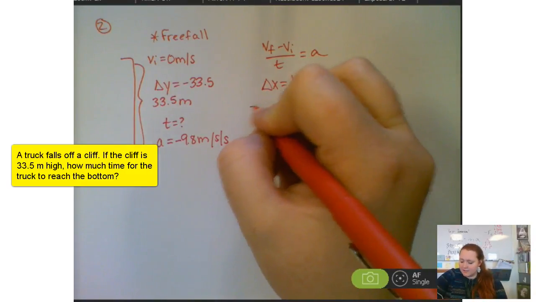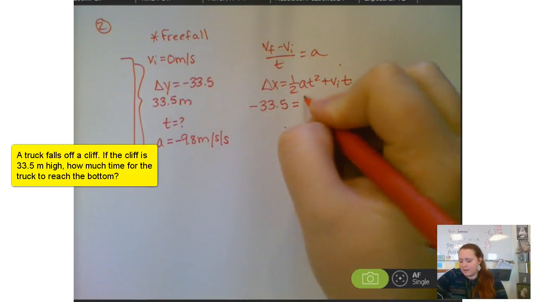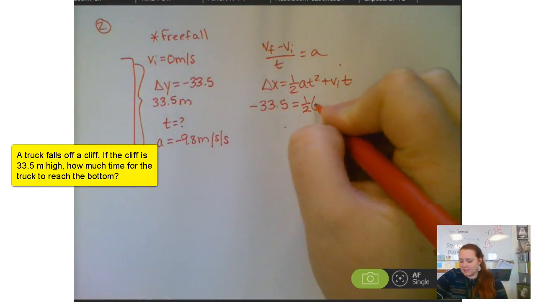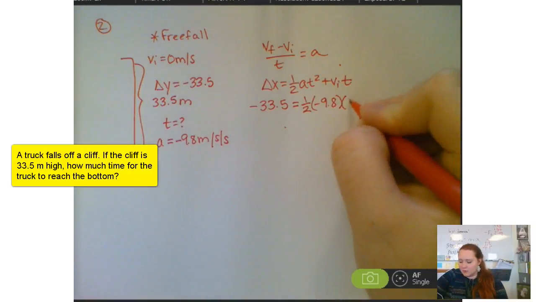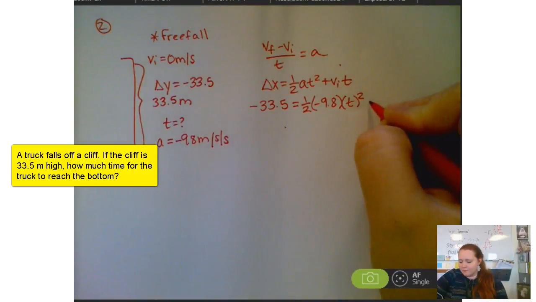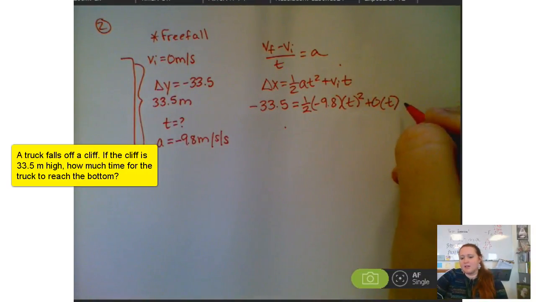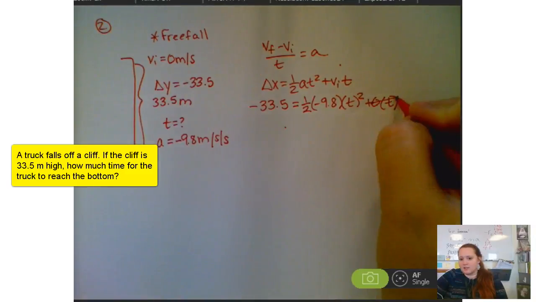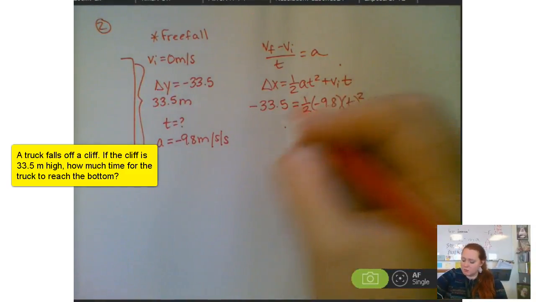Delta x is my distance that I fall, that's negative 33.5, equals 1/2 my acceleration, which is negative 9.8, t squared, that's what I'm solving for, plus my initial speed, which is 0, times t. Now, 0 times anything is 0, so I'm just going to cross that off. And now we just do algebra.